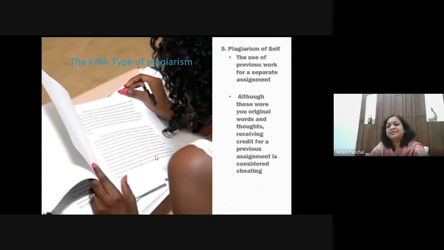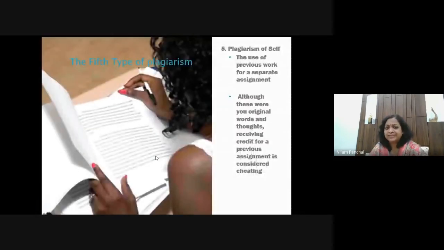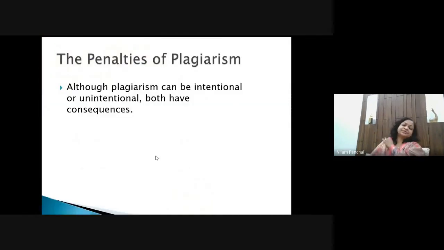And the fifth is plagiarism of self, the use of previous work. For example, I have written a research paper on women entrepreneurship, and in my next paper, I'm using the same words, same thoughts, and receiving credit for a previous assignment. So it is considered cheating, even if it is my own paper, even if it is my own article, right? To some extent I can paraphrase, and I can put it in quotation marks, or I can give a citation, or otherwise it is again not advisable.